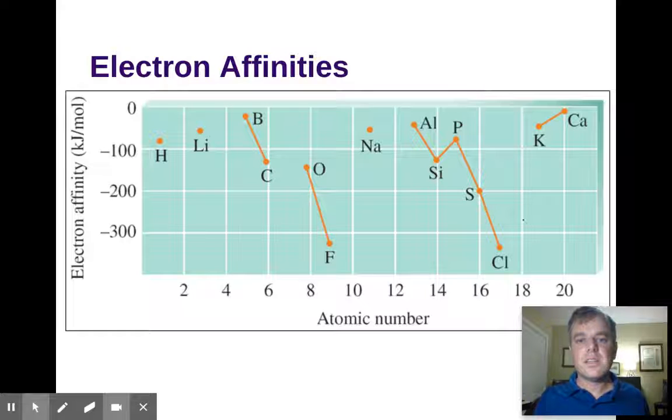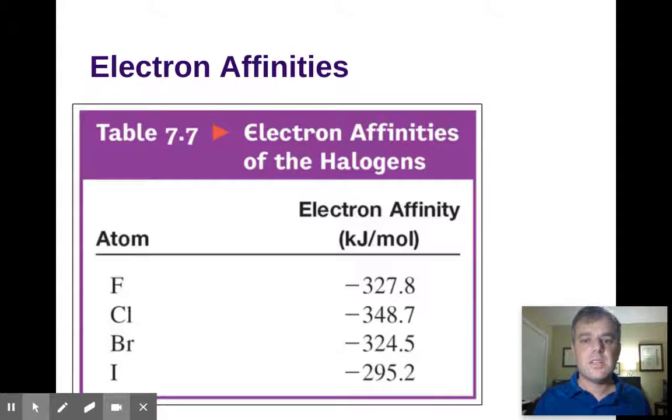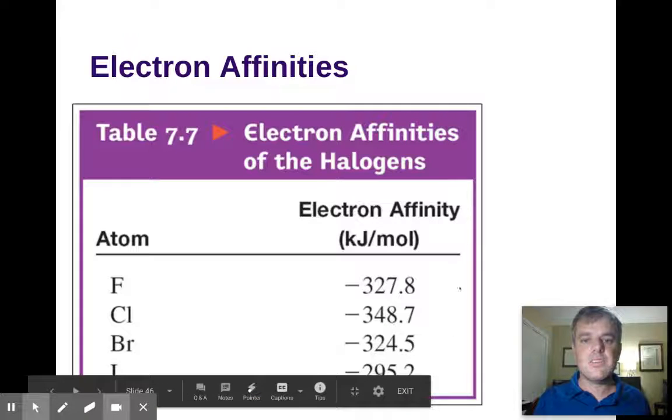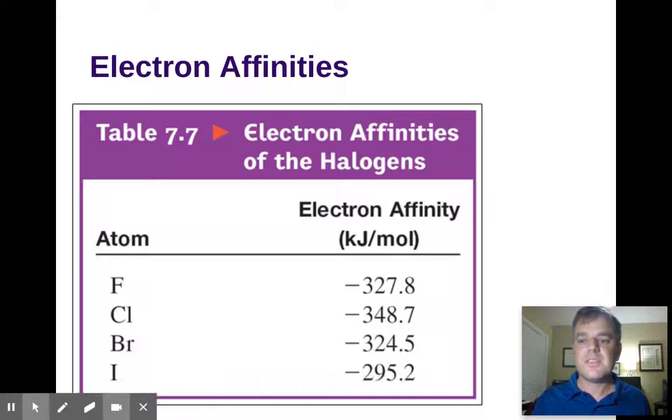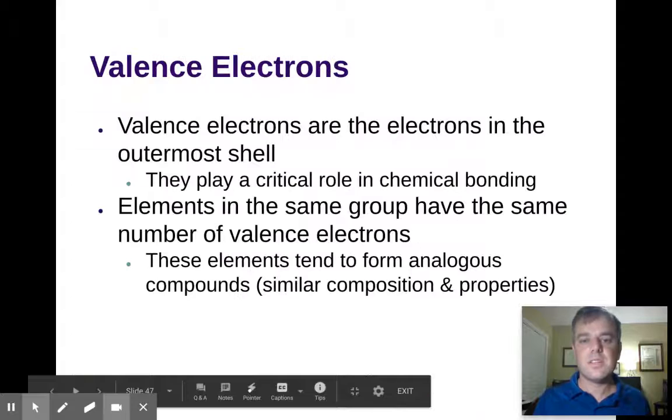But this is kind of this chart right here. You can kind of make what you will out of it. It's a little bit interesting to look at, but I don't really know that you're able to pick out really big patterns from this. Except that the halogens have pretty big electron affinities. They release a lot of energy when you add an electron to them. Chlorine more so than fluorine, even.